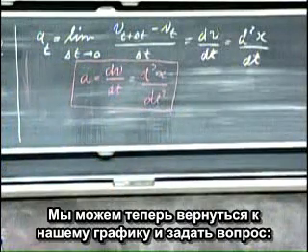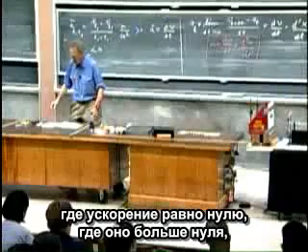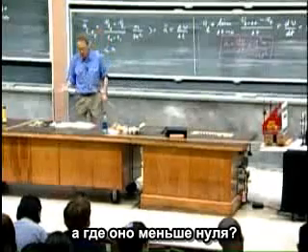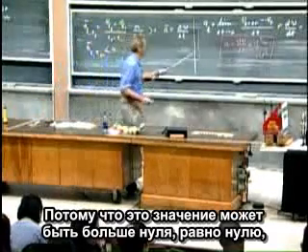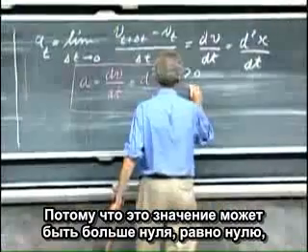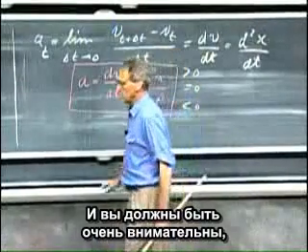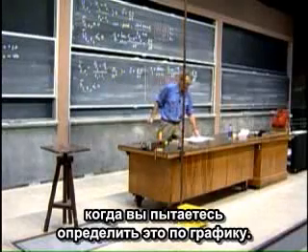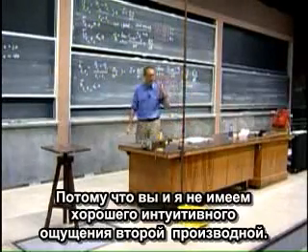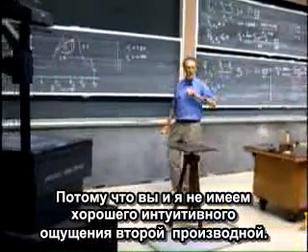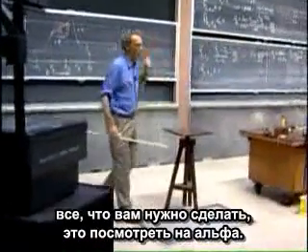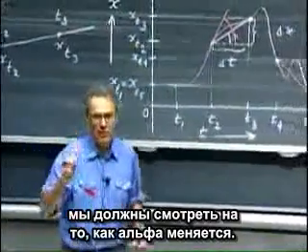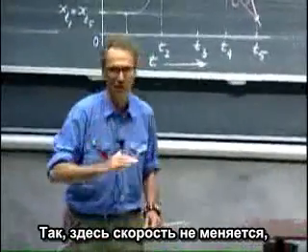We can go to our plot and ask ourselves the question now, where is the acceleration 0? Where is it larger than 0? And where is it smaller than 0? Because this value can be larger than 0, equal to 0, and smaller than 0. And now you have to be very careful when you try to derive that from this plot, because you and I have no good feeling for second derivative. Velocity is easy. All you have to do is look at alpha. But when it comes to the second derivative, you have to see how alpha is changing.